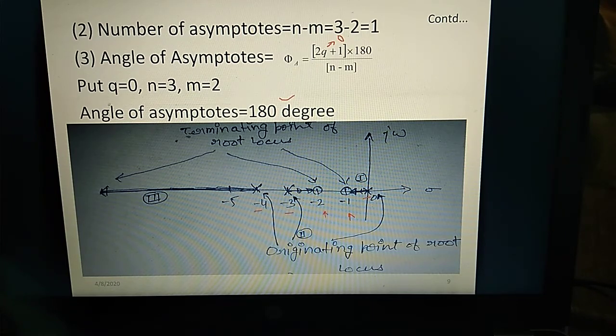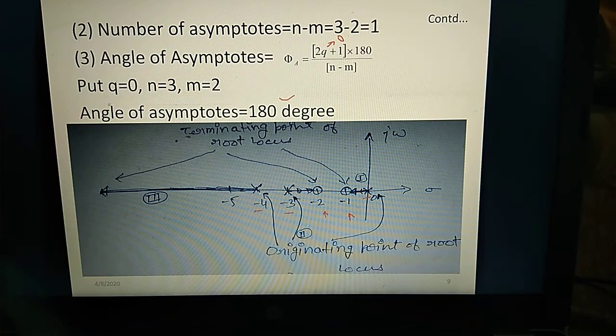Now let us check from minus 2 to minus 3. Right side of this, there are two zeros and one pole. So that becomes 2 plus 1, that is 3, which is odd. It means it is part of the root locus. Now let us check from minus 3 to minus 4. Right side of this, there are two poles and two zeros. So 2 plus 2, that is 4, which is even. It means it is not part of the root locus.